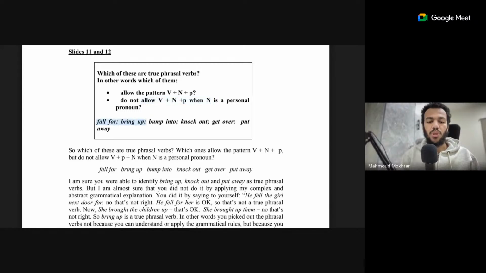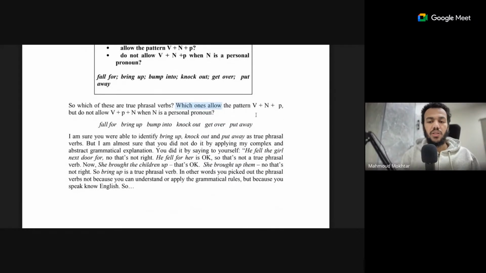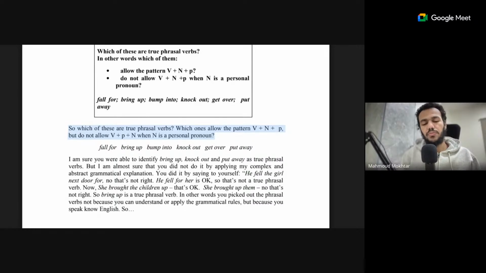Fall for, bring up, pump into, knock out, get over, put away. Okay. So which of these are true phrasal verbs? Which ones allow the pattern verb, noun, particle, but don't allow verb, particle, noun when the noun is a personal pronoun?